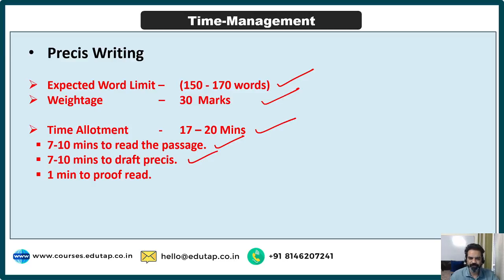So I think in 10 minutes you can write 150 words, 170 words. That is again 15 words per minute, right? So that is not too big of a task. And in the end, keep 1 minute to proofread your précis so that you do not make mistakes, right?